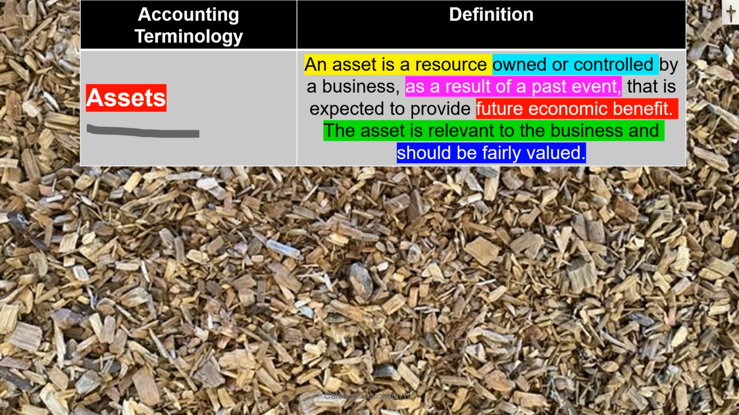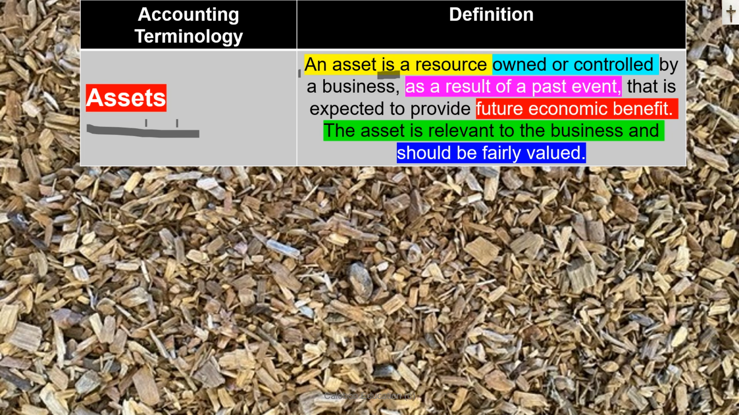Right, what is an asset? The definition of an asset is important. Every single transaction will have accounts involved, and you need to classify them correctly. For example, equipment is an asset. So an asset is a resource owned or controlled by a business.